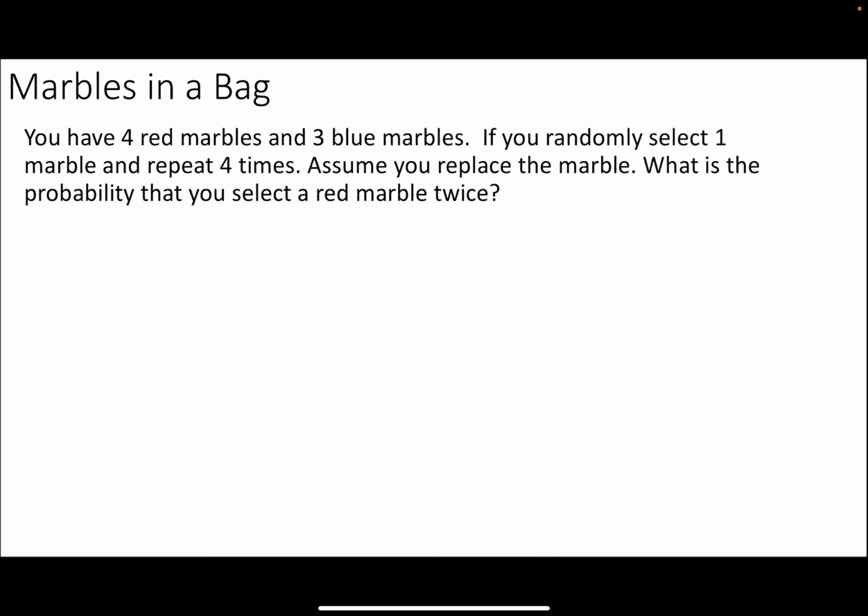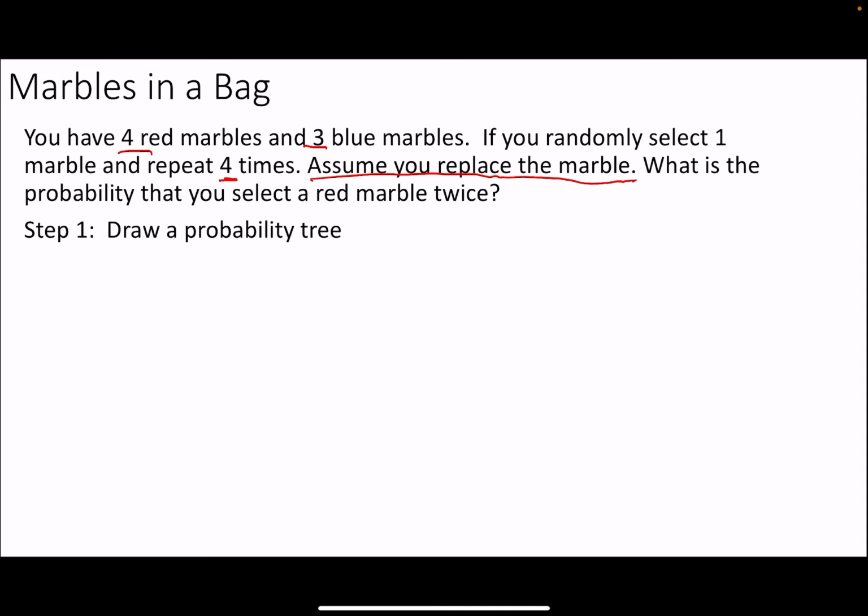If I have 4 red marbles and 3 blue marbles, and you randomly select one marble and repeat 4 times, assume you replace the marble. So there's replacement, so everything is independent. What is the probability that you select a red marble twice?